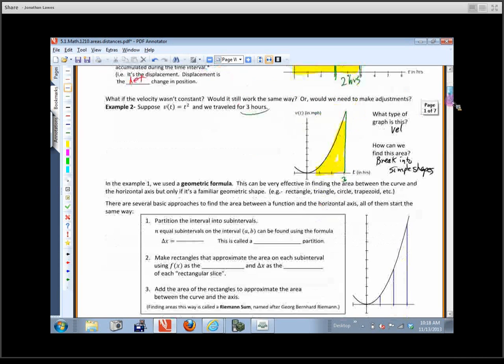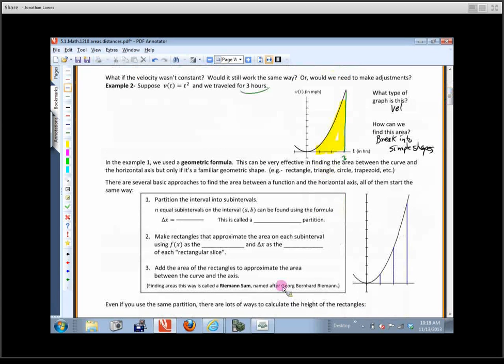Okay, so the thing that made that first example very easy is we had a nice geometric shape. If you've got a nice geometric shape like a rectangle, a triangle, a circle, or a trapezoid, you might want to think about trapezoid, we'll come back to that in a second. Then finding the area between the curve and the horizontal axis is going to be relatively simple. Well, this has a curved top to it, and it's not a circle. So it's not exactly a rectangle, not exactly a triangle, not exactly a trapezoid. So we've got to be a little bit clever about how we do this.